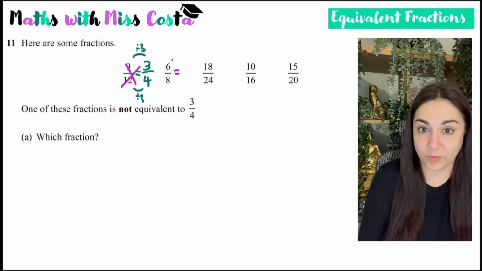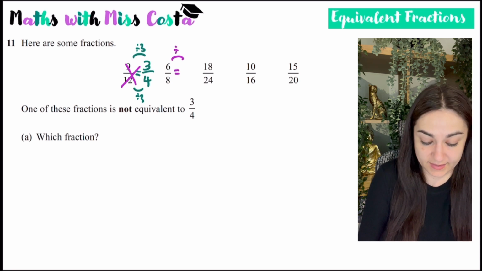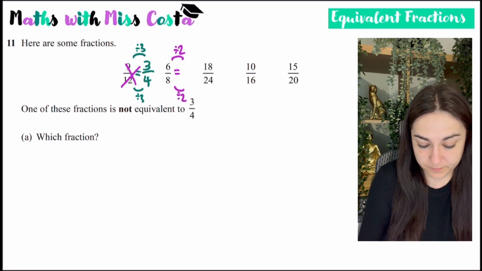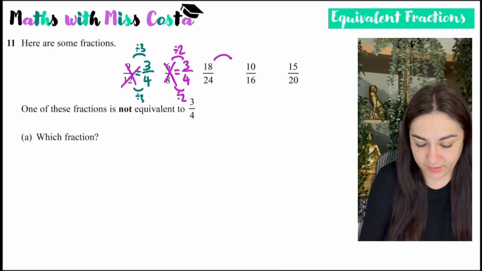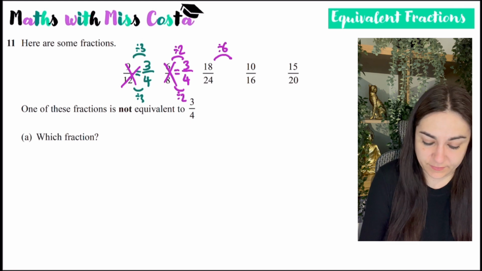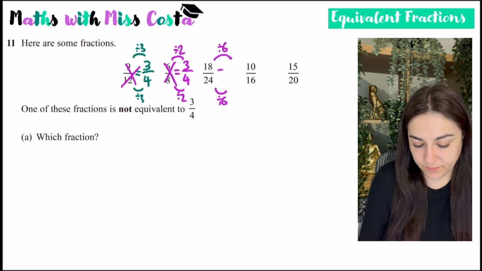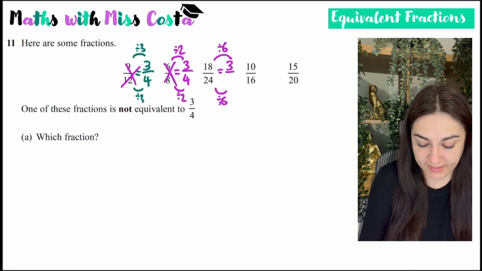6/8, let's see what the highest common factor of that is. So I can divide by 2. So 6 divided by 2 is 3, 8 divided by 2 is 4, so it's not going to be this. Then we've got 18 over 24, so I could divide by 6. So 18 divided by 6 is 3, 24 divided by 6 is 4, so it's not going to be this.